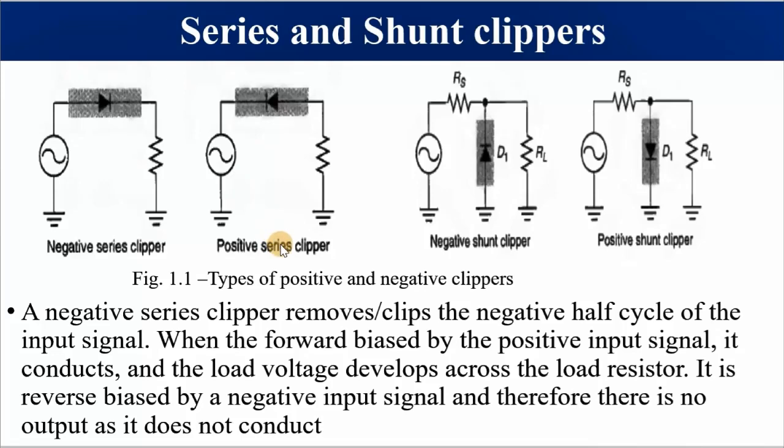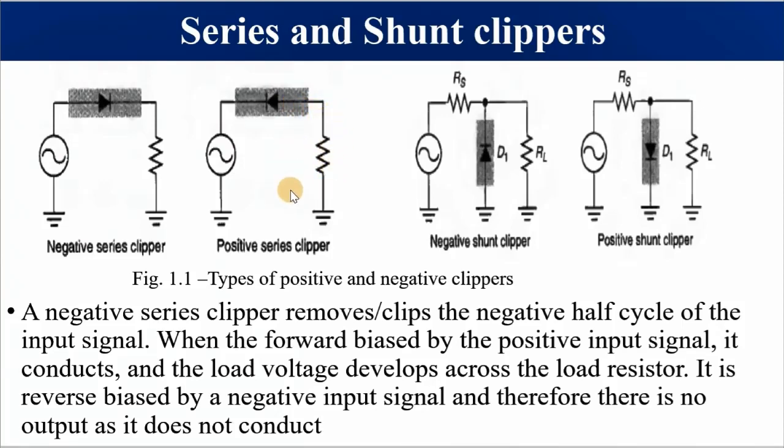Take note of a positive series clipper. We have changed the direction of this diode. And what is going to happen? As long as you have understood half-wave rectification, or even the operation of a diode, there is no challenge. When the input is positive, this diode is going to be reverse biased because of this cathode. So this diode is going to allow no current to flow through the resistor.